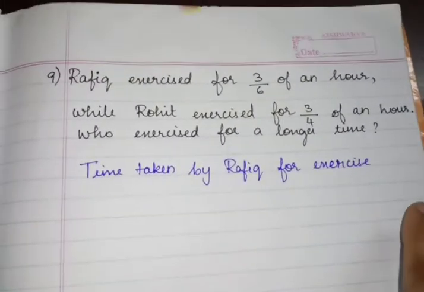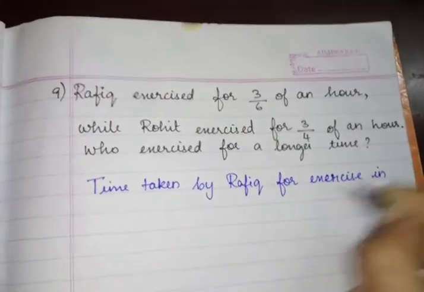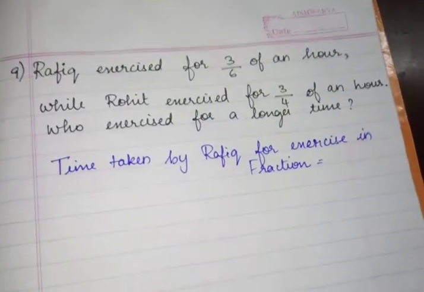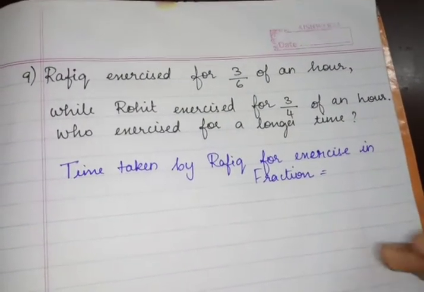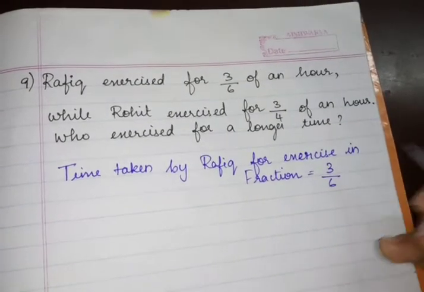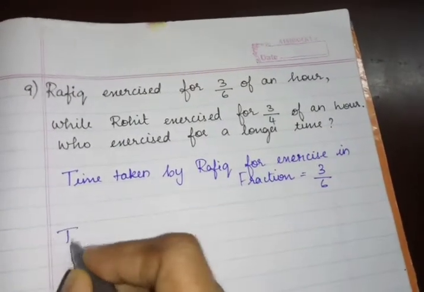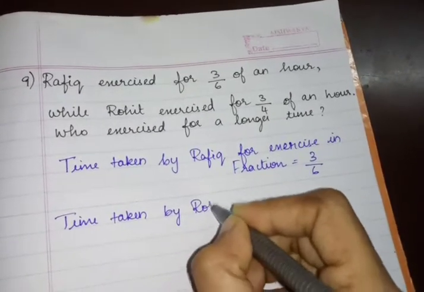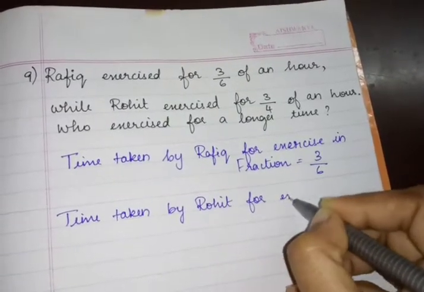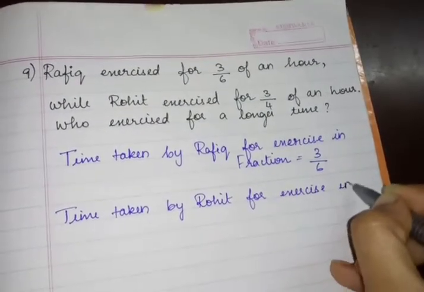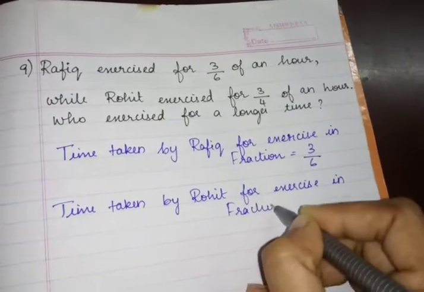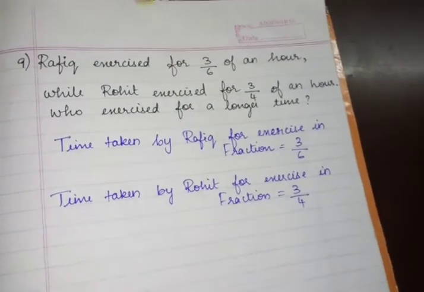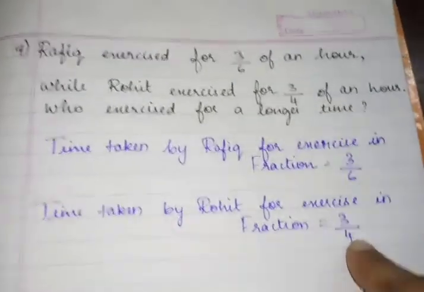Okay, time taken by Rafiq for exercise in fractions. They have given in fraction, children. So time taken by Rafiq for exercise in fraction is 3 by 6. Okay. Next, time taken by Rohit for exercise in fraction is how much? 3 by 4. Okay, the fraction for Rohit is 3 by 4.